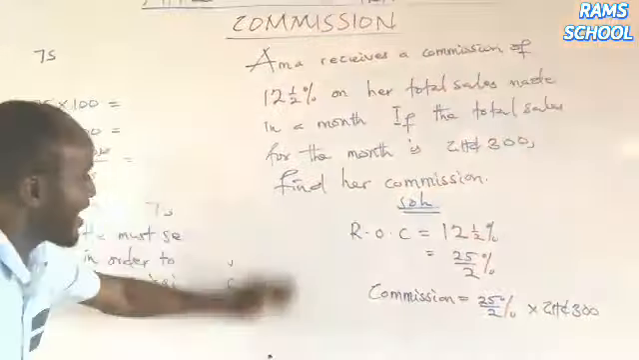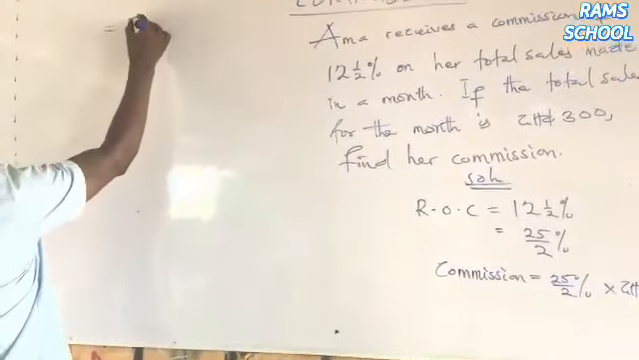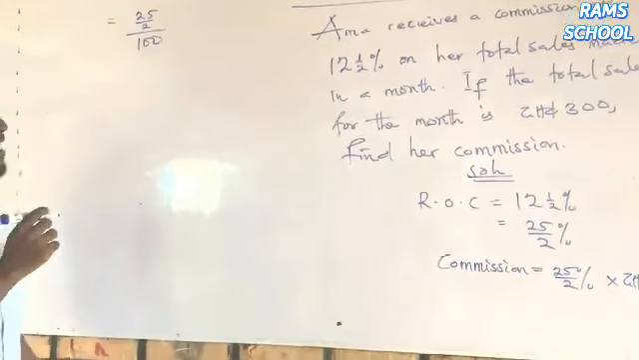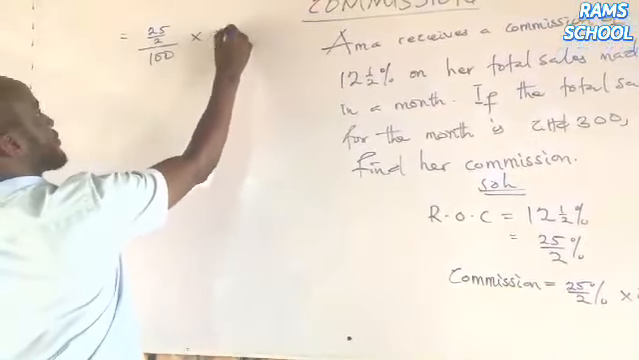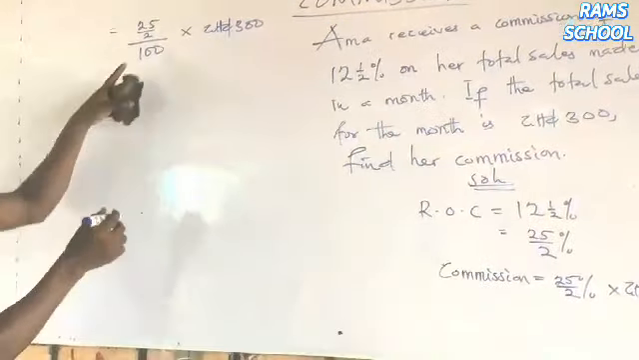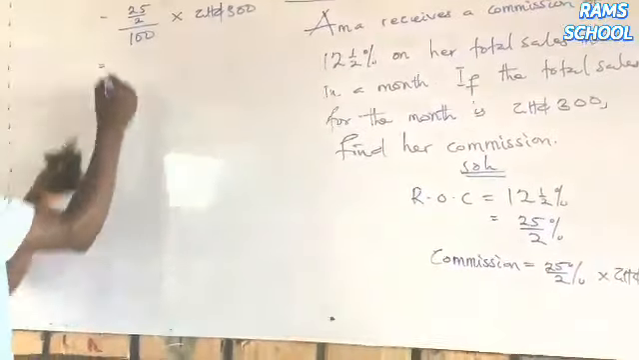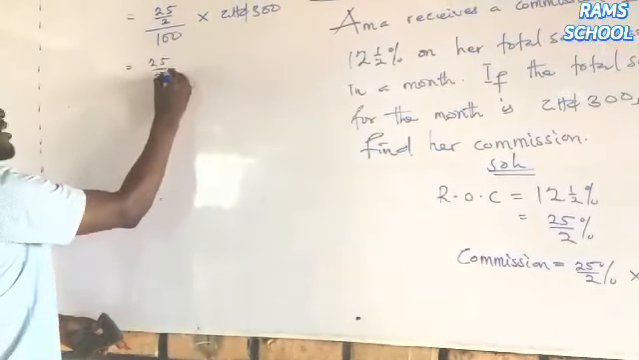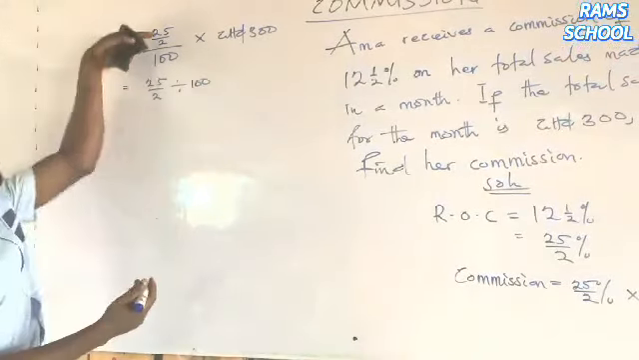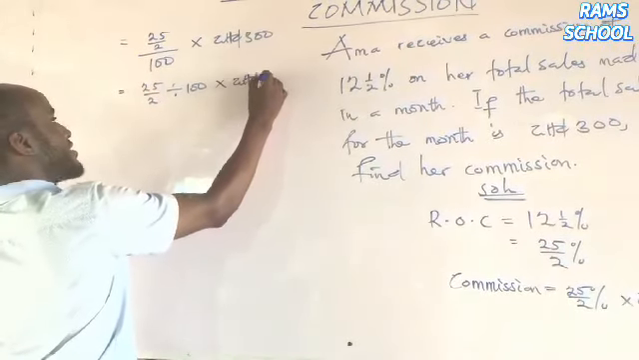So let's look at it. Therefore, we are getting 25. So you can make it 25 out of 2, all out of 100, times our 300 Ghana cedis. So based on how you understand it, you just evaluate it. Someone can make it in the form of division. You can make it 25 out of 2 divided by 100. Maybe for the ease of calculations, it's also correct. 25 out of 2 divided by 100 times 300 Ghana cedis.